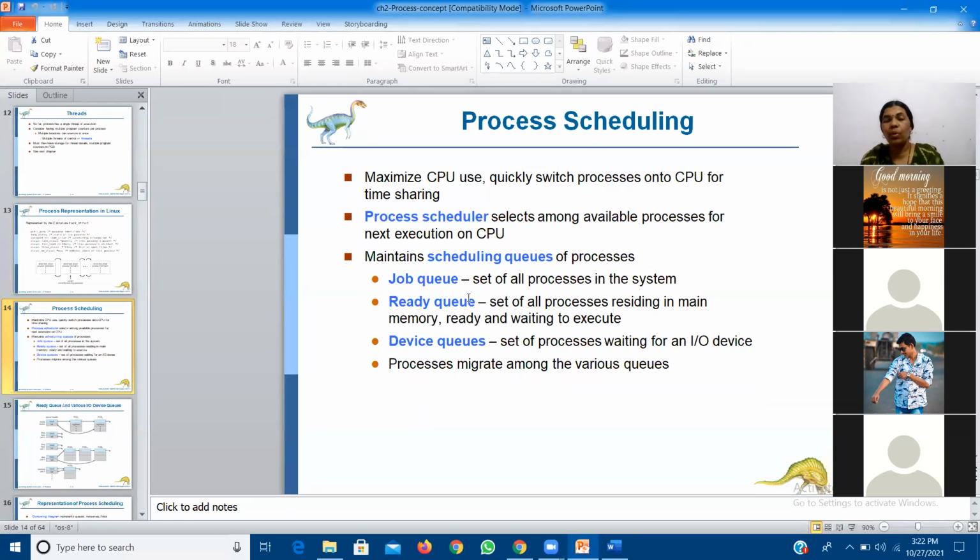So these are the different types of scheduling algorithms which we are going to discuss as a part of the third chapter. So this is nothing but process scheduling. Scheduling is nothing but deciding the sequence of processes.